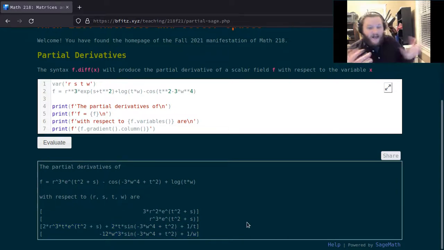So this code has flexibility built into it. Whatever scalar field you're studying, you can start by initializing your variables and then defining your scalar field as f, and when you click evaluate, all the partials should print out so you can easily check your work.